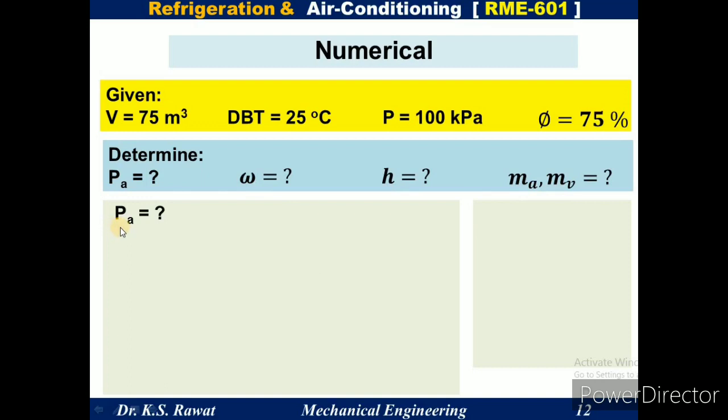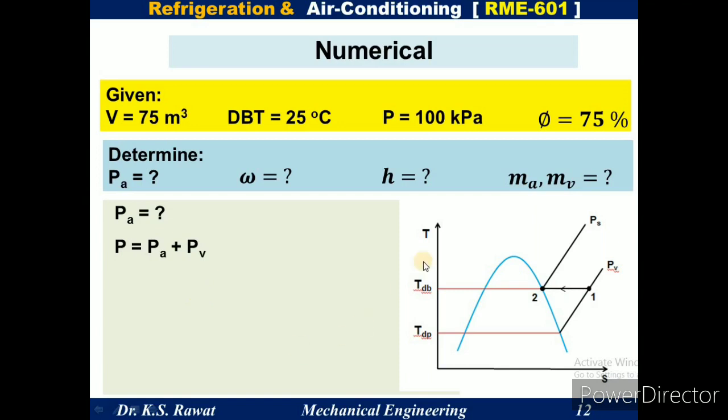First we have to calculate the partial pressure of dry air. We know the total pressure P is equal to the partial pressure of dry air plus partial pressure of water vapor, and we have the value of total pressure, 100 kilopascal. If we have the value of PV, the partial pressure of water vapor, then we can find the value of PA. Let's understand this problem with the help of the TS diagram. Initially we have a moist air in which the moisture content is here. To calculate this pressure, we require this temperature, but the dew point temperature is not given. So what we can do is calculate the value of PS.